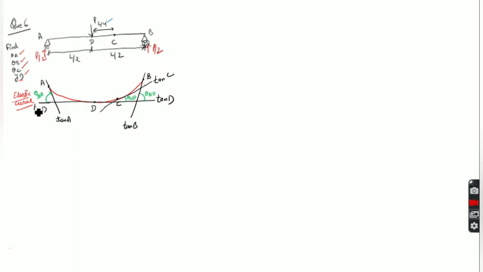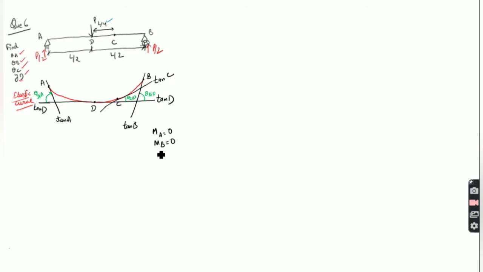So now we will proceed. The next step, after we have understood the elastic curve and the different tangents, is to draw the bending moment diagram, right? As this is a simply supported beam, we can say that moment at A will be 0 and moment at B will also be 0, right?